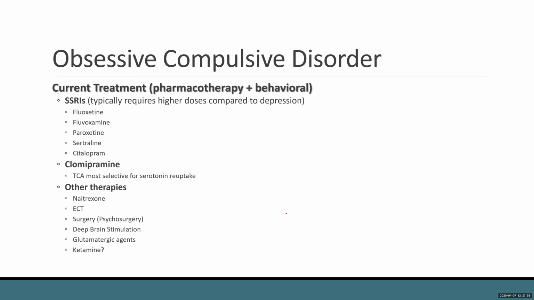ECT, electroconvulsive therapy, psychosurgery, deep brain stimulation, ketamine, glutamatergic agents, TMS, transcranial magnetic stimulation. There are a bunch of new modalities that are coming out for OCD, and it's great. But the SSRIs are the first line in terms of medication. And then the SNRIs, which are like the Cymbalta and Effexor, those two medications you can also use in OCD, but they're not considered the first line treatment.